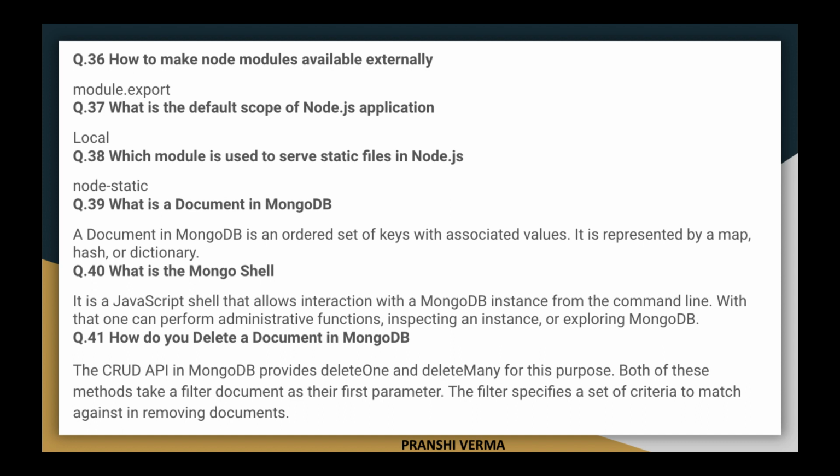Run the command npm publish to publish your module to the npm registry. Once published, other developers can install your module by running the command npm install your module name in their own Node.js projects. They can then require your module in their code and use its exported functions, classes, or variables. Note that when publishing a module to npm, it's important to follow best practices for versioning, documentation, and testing to ensure the quality and reliability of your module.